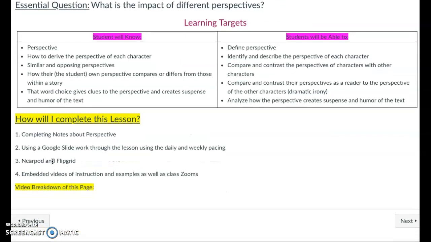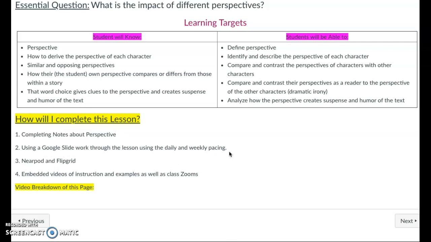So while we work on this lesson, you are going to complete some notes about perspective. These notes will be in your own notebook that you should have for my class. If not, it will also be given to you as slides, but I'm going to give you the notes and we'll go through them together, both through video and through class Zoom. And then using a Google slide, we'll work through the lesson using daily and weekly pacing.